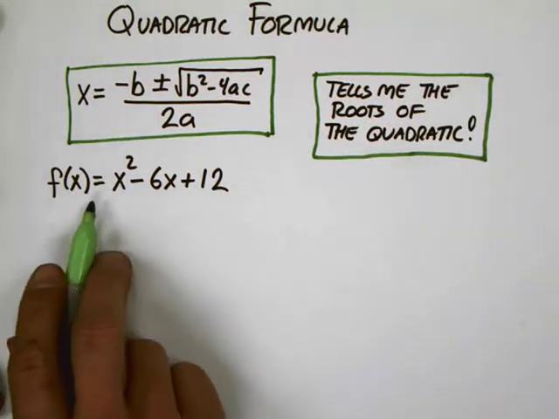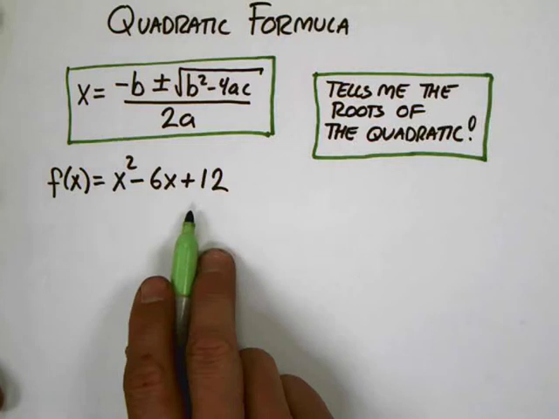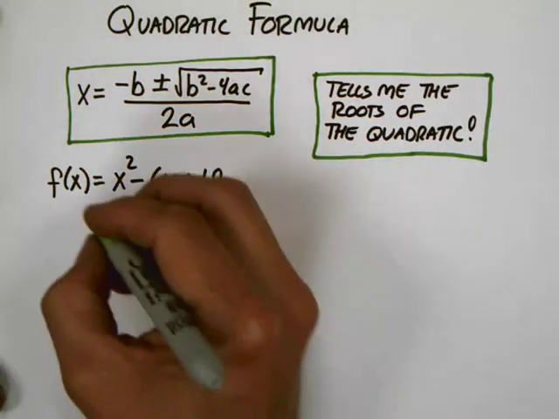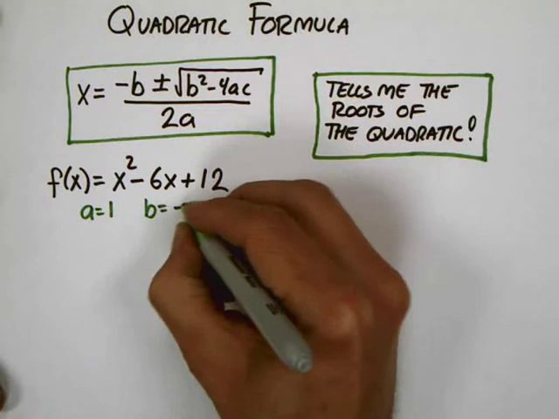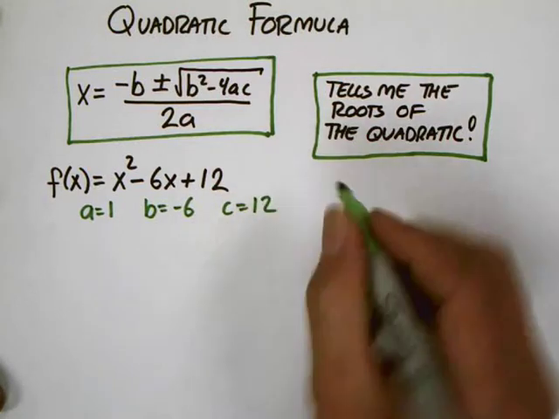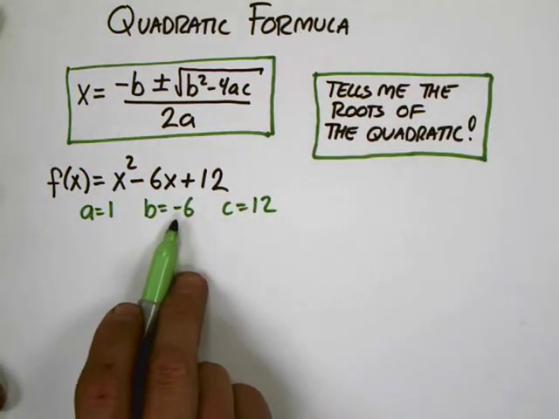So, for example, I might be asked, hey, what are the roots of this equation here? The first step that I would do is to identify the a value, the b value, and the c value. So make sure you include the signs. That's where most people make mistakes and errors. So it's going to be this formula.